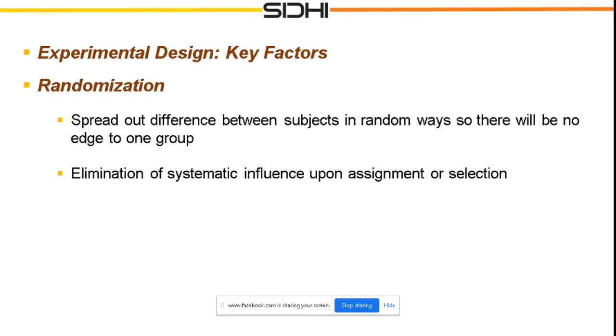And then, of course, like I said, it eliminates systematic influences upon assignment or selection. Okay, again, you need randomization. You don't have to be biased. You have to randomize it. So remember, you need to have a control. You have to replicate it for you to be precise, and you have to randomize it to minimize bias. Okay, so these are the three important factors I need you guys to remember.